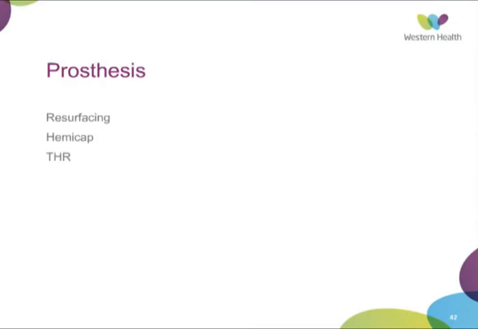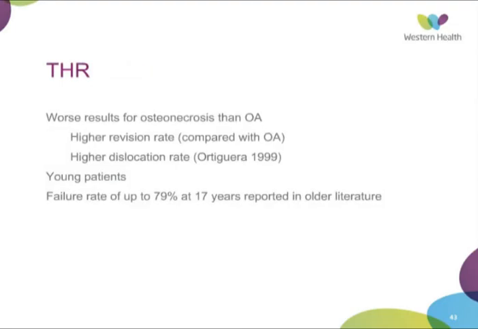Looking firstly at total hip replacement, the results are worse when the etiology is avascular necrosis compared to osteoarthritis, with higher rates of revision compared to osteoarthritis in the joint registry and internationally, and a higher dislocation rate overall in the literature. The difficulty, of course, is that most of our patients that present with this are young. And in the older literature, they had a very high failure rate, which is not being reproduced now in the more current literature, which is good.